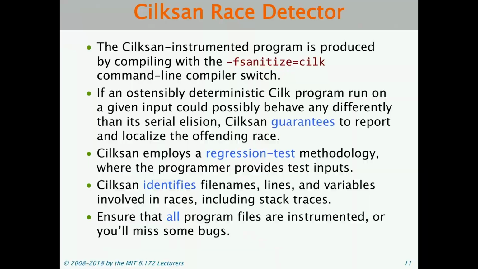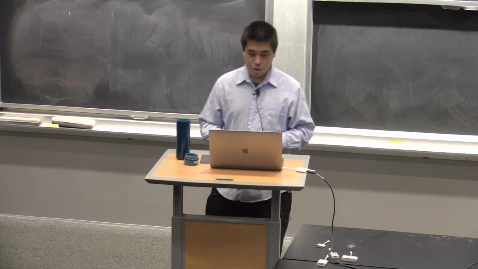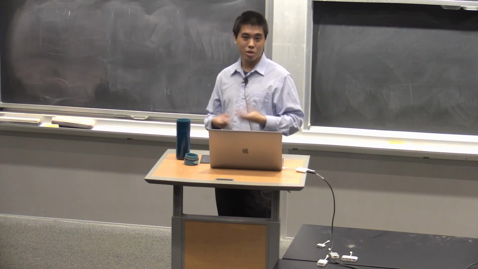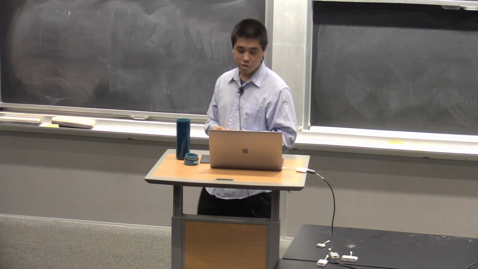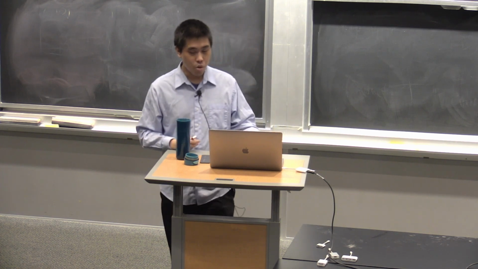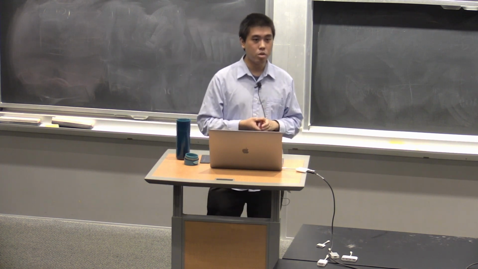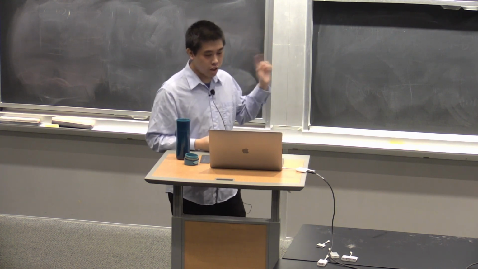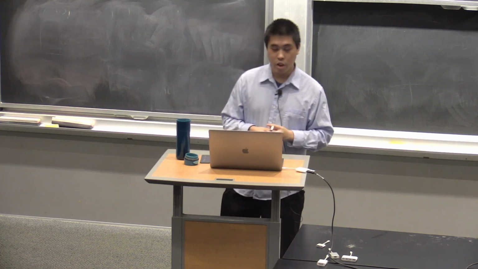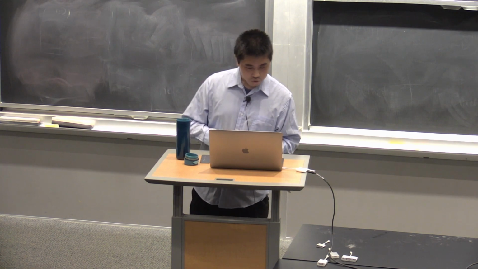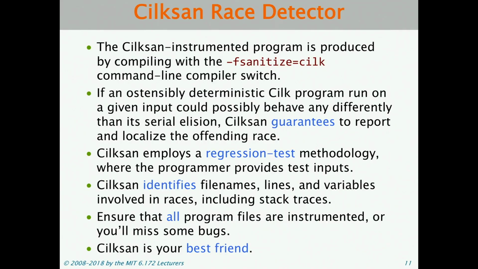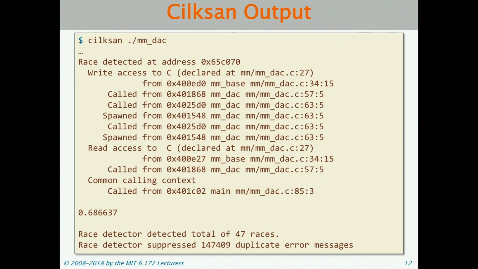And one of the nice things about the Cilksan race detector is that it's always going to report a race if there is possibly a race. Unlike many other race detectors, which are best effort, so they might report a race some of the times when the race actually occurs, but they don't necessarily report a race all the time because in some executions the race doesn't occur. But the Cilksan race detector is going to always report the race if there's potentially a race in there. OK, and Cilksan is your best friend, so use this when you're debugging your homeworks and projects.